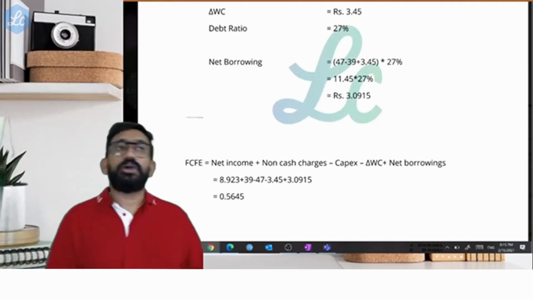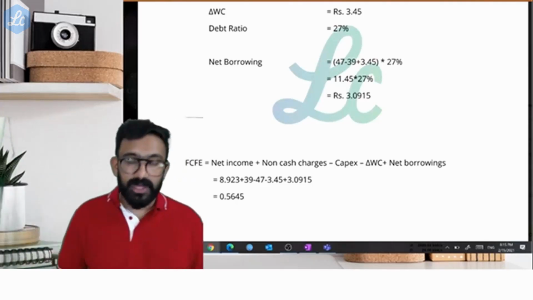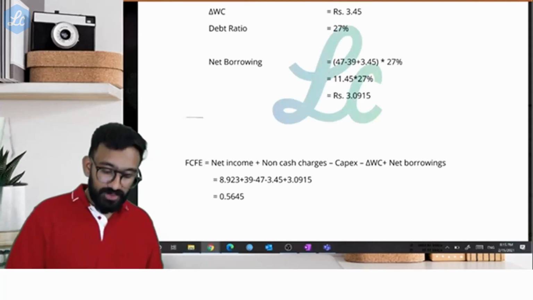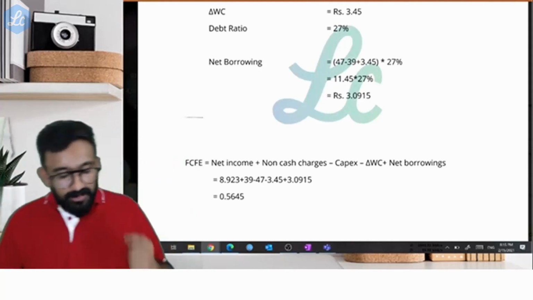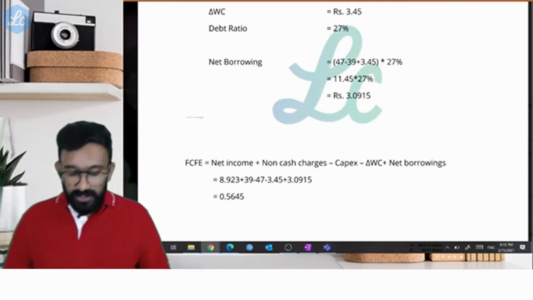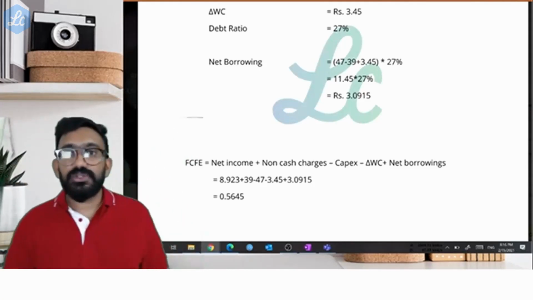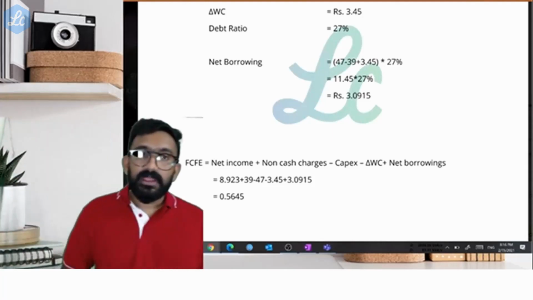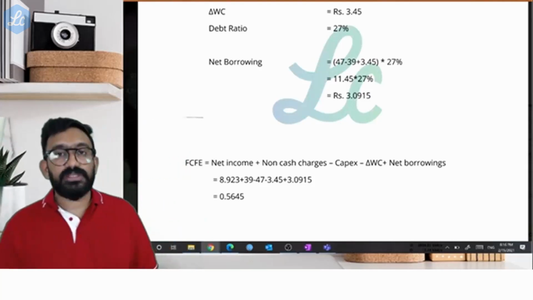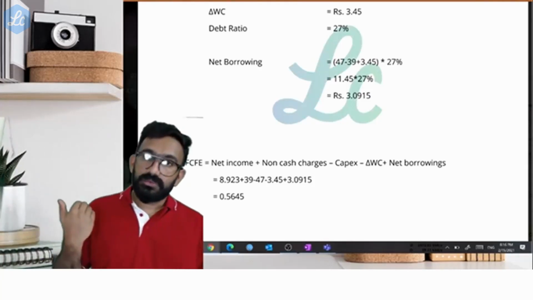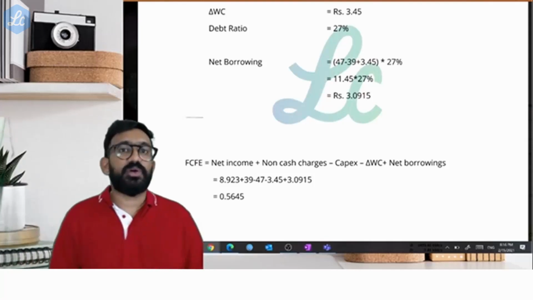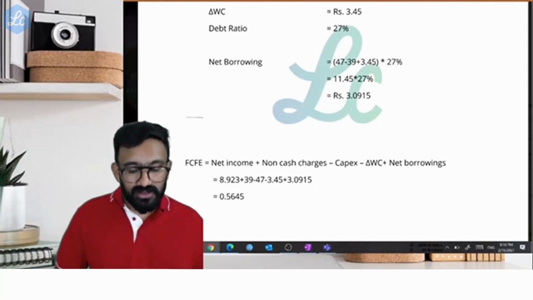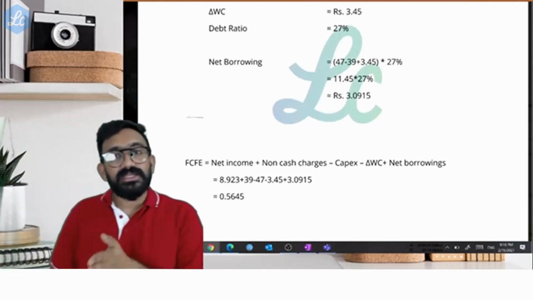But we know that of whatever additional capital is required, 27% will be funded by debt. So that much debt I am going to add to my cash. How much money is required? I have new capital expenditure that is required, which is 47. But 39 rupees is already allocated to depreciation, which means that much of the profit is being allocated. So in net, the money required is only 47 minus 39.